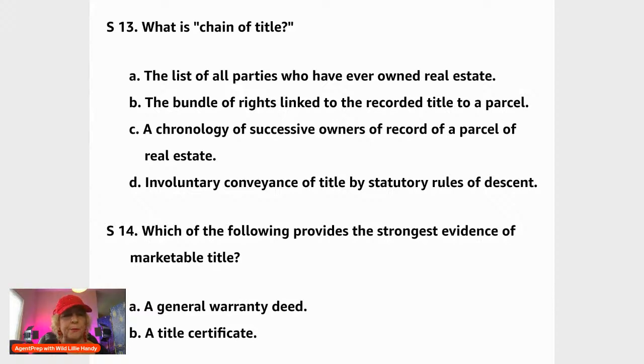All right, number 13. What is chain of title? Okay, what is a chain, right? And then of the title. A, the list of all properties who have ever owned real estate. B, the bundle of rights linked to the recorded title to a parcel. C, a chronology of successive owners of record of a parcel of real estate. Or D, involuntary conveyance of title by statutory rules of descent.